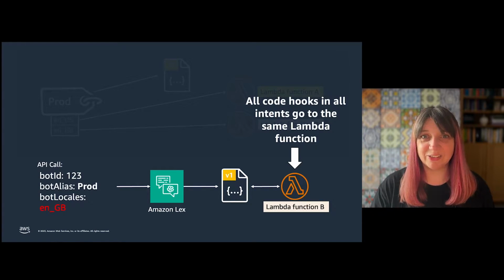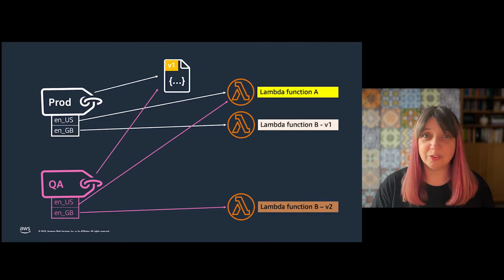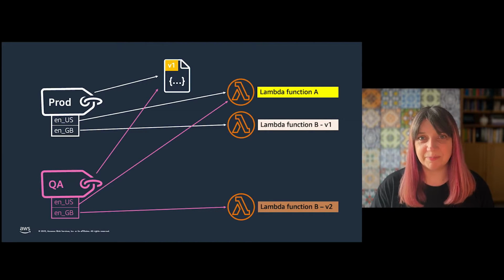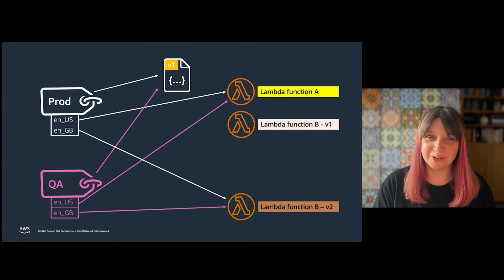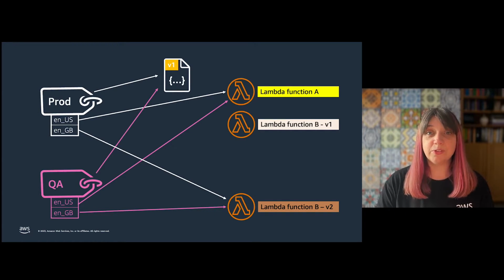Associating it in an alias means you can test out different versions of your Lambda functions, or even different Lambda functions completely with the same version of the bot configuration. Here, we can create a QA alias, and we are testing out a new version of Lambda B, where we have extended some of our functionality. And of course, when QA signs off, we can go ahead and update our prod alias with the new Lambda version. And you can, of course, use the same Lambda across as many aliases or even bots as you want.